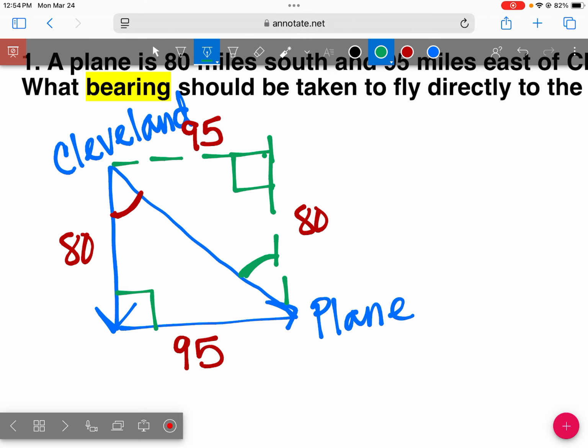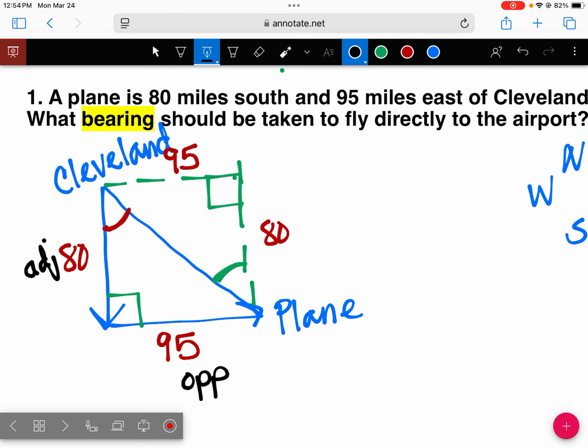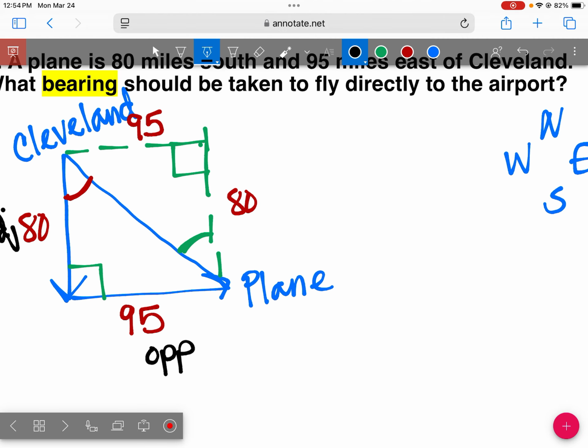All right, so what trig ratio do you think we're going to use? If I'm looking for this angle, what trig ratio am I using? Am I using sine, cosine, or tangent? Tangent. 95 is opposite the bearing. Well, opposite. 80 is adjacent. And remember that whenever you're looking for something inside, we have to use an inverse. So we would do the inverse tangent of 95 over 80. So type that in your calculator.